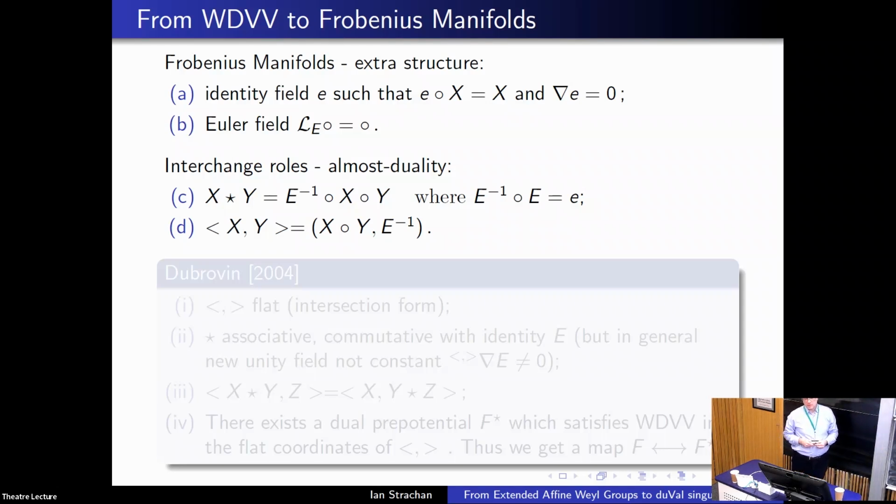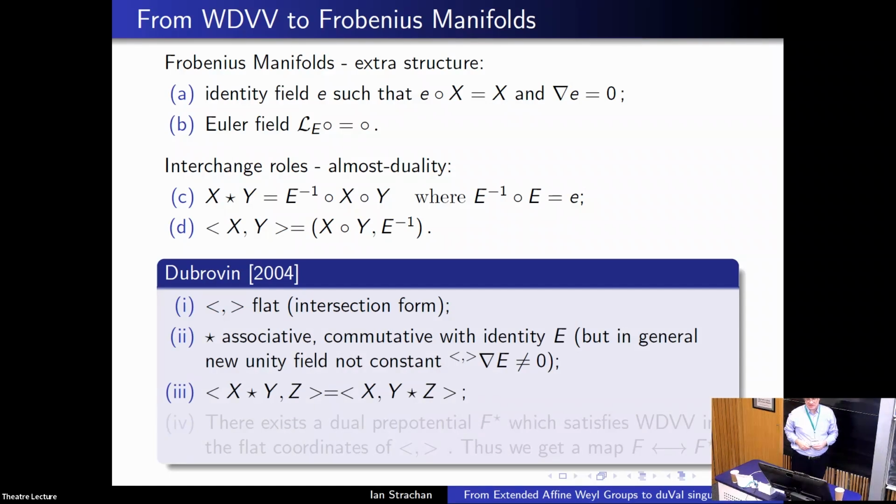It's called almost duality because not everything is preserved. So part two of this step is what I've just said: this new multiplication is commutative and associative with identity capital E. But in general, this new identity field of the dual multiplication will not be covariantly constant. The Frobenius property of the multiplication is very easy to check as well. But then the important property is that this new metric is flat.